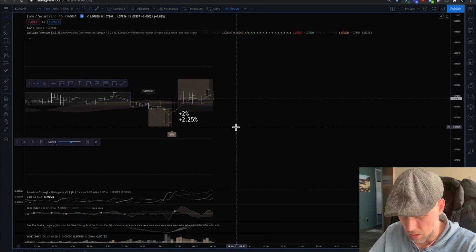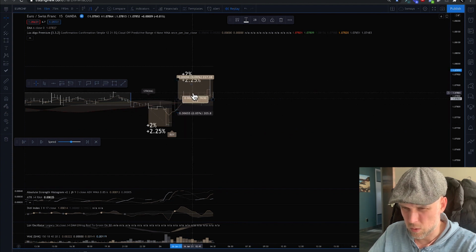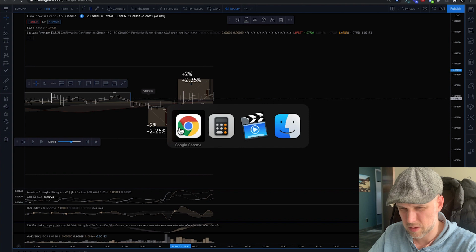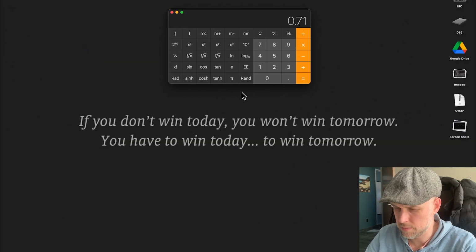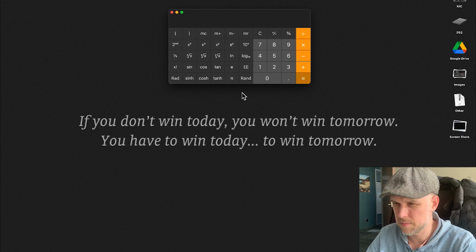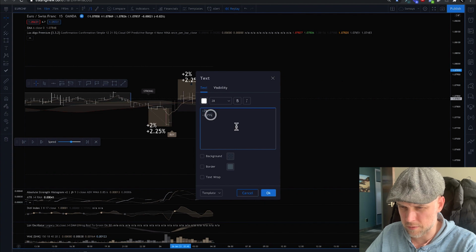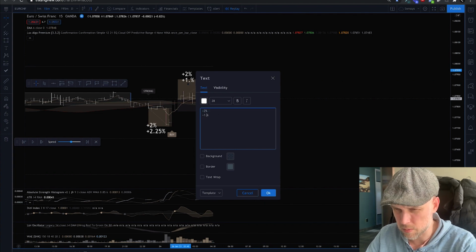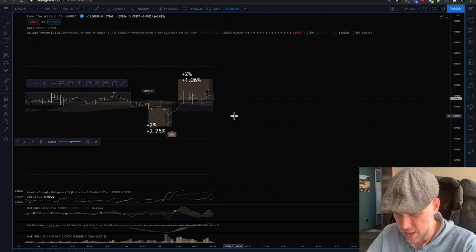Okay, now let's do the math on this. $1.71, which is a 0.71 times 1.5, 1.065. So we got the 2% on the first trade. What did I say? 1.06. There we go. And now we're waiting for the next confirmation.